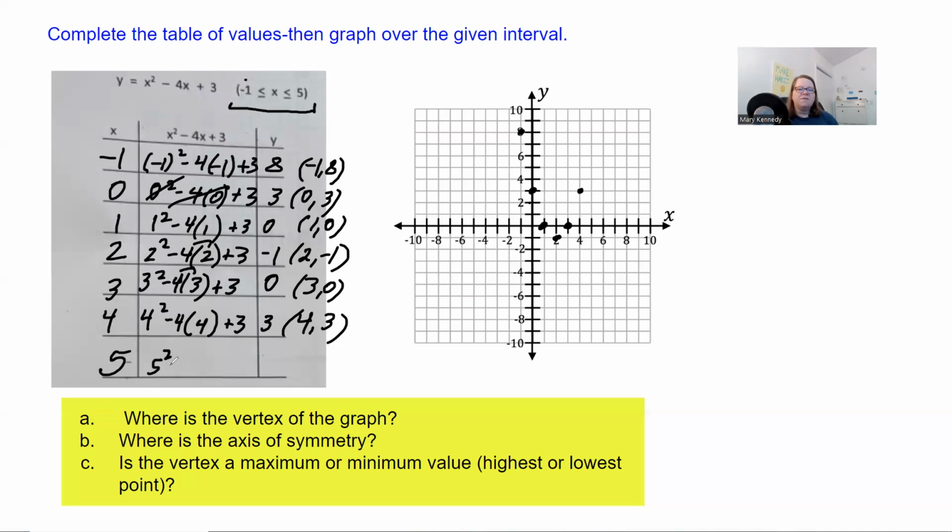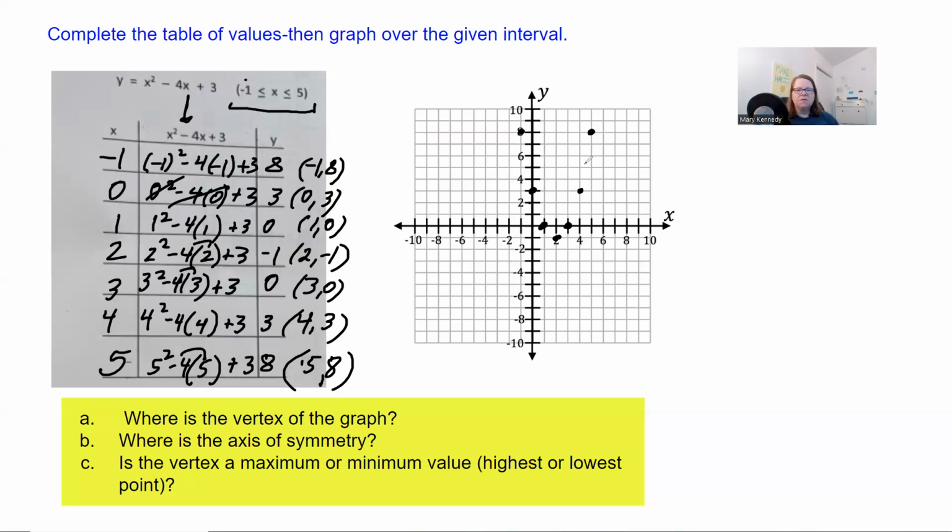And at 5, 5 squared minus 4 times 5. I substituted into the wrong place. Plus 3. All right. Every time this is what we're substituting into. 25 minus 20 is 5. 5 plus 3 is 8. So this should be, sorry about that, 5, 8. Okay. So right 5 and up 8. Looks like it's right here.